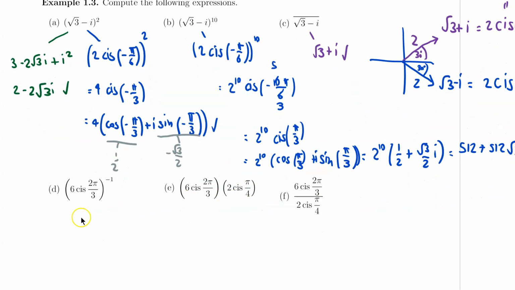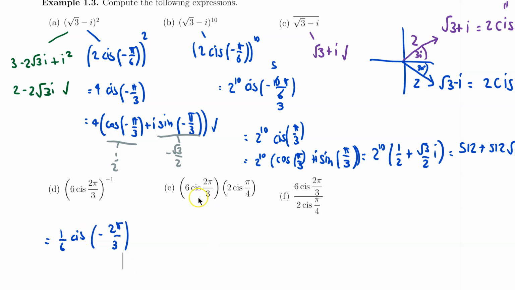For the next one, I want to find the multiplicative inverse of this. So we see from earlier that if I want to find the inverse, I'm just going to invert the norm. So that's going to be 1 over 6. And then I'm just going to change the sign of the angle here. So it's going to be 1/6 times cis, or not cis, 1/6 cis of negative 2 pi over 3.